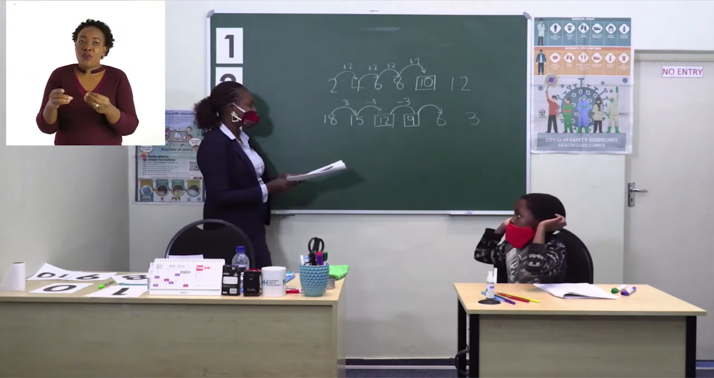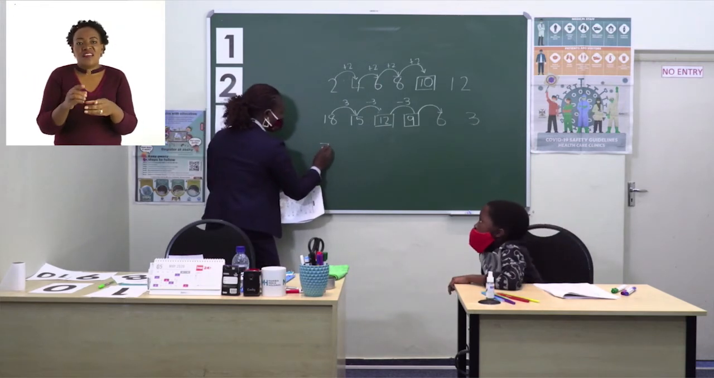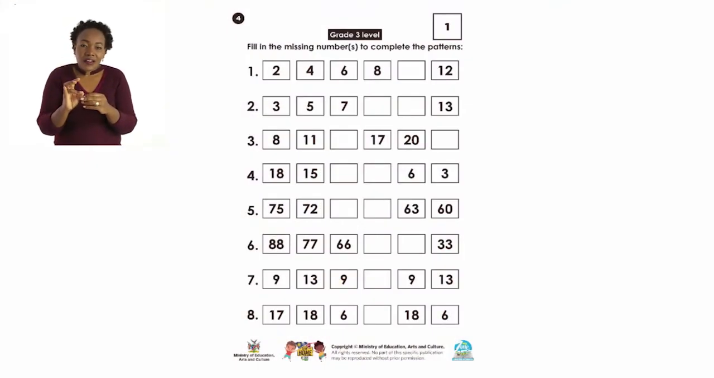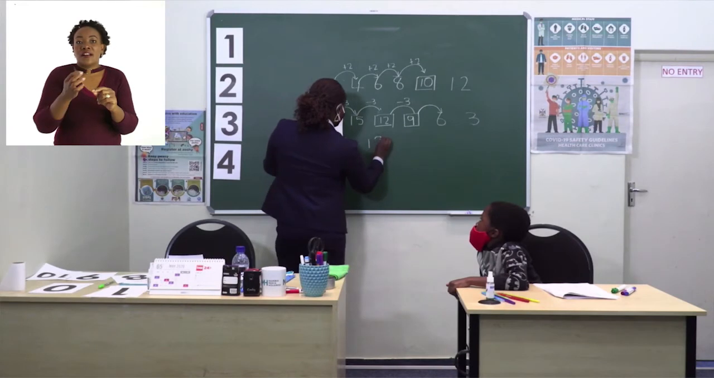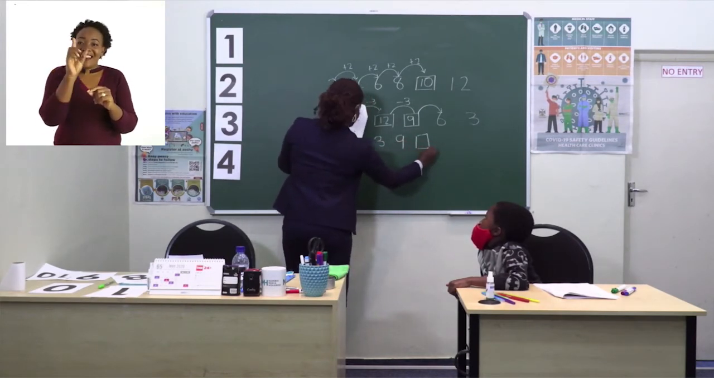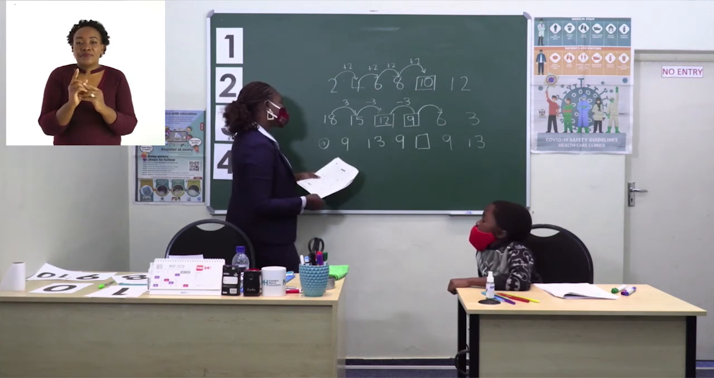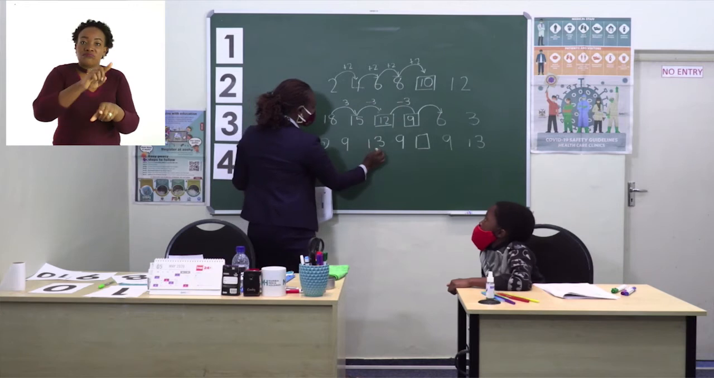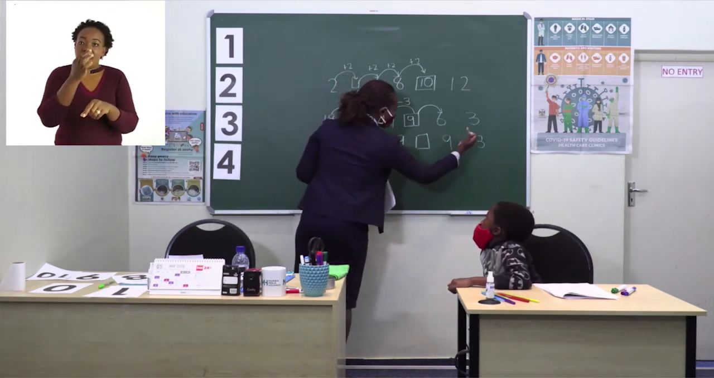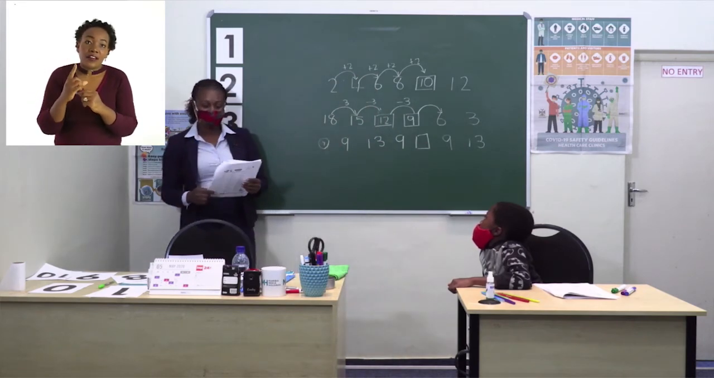We have a different concept at number 7 from our booklet. Let's check. We have a 9. We have 13. We have a 9 again. We have a box. We have 9. We have 13. Let me write it on the board. 9, 13, 9, a box, 9, 13. Okay. In this case, we are just following a pattern. 9, 13, 9, 13, 9, 13. Okay. Thank you very much.